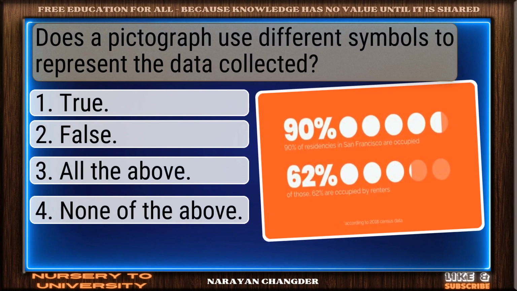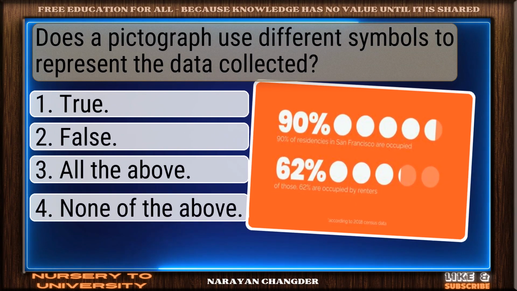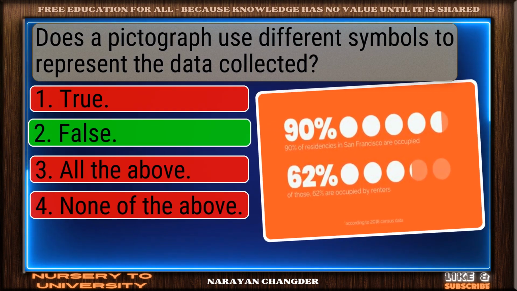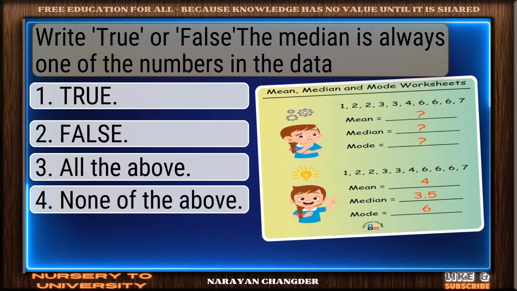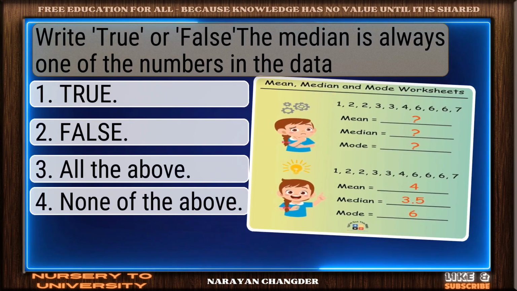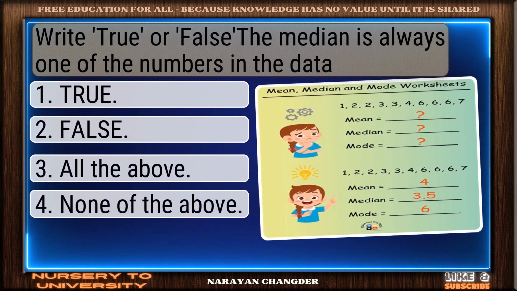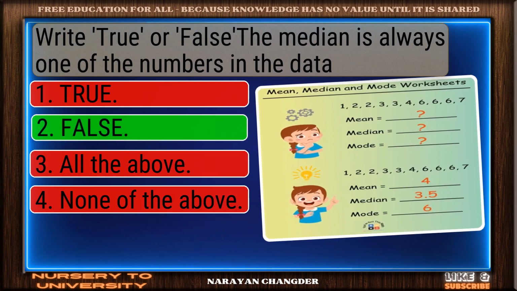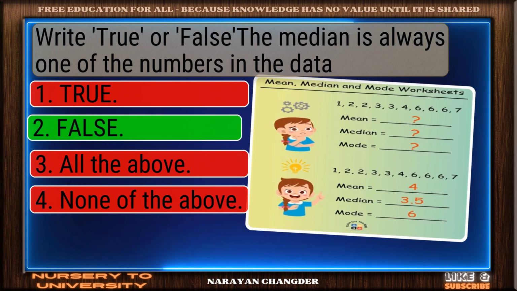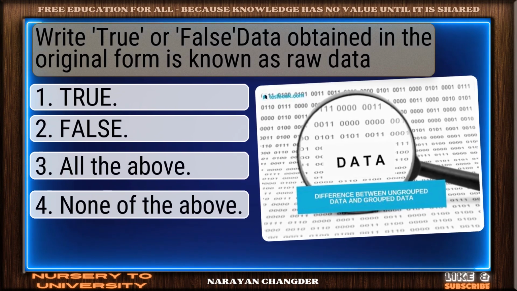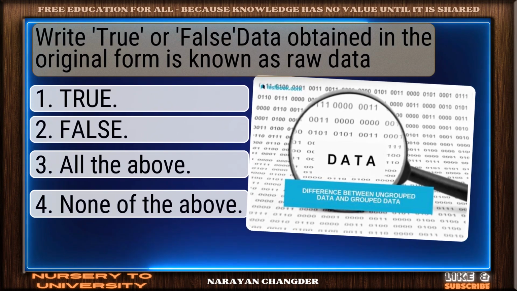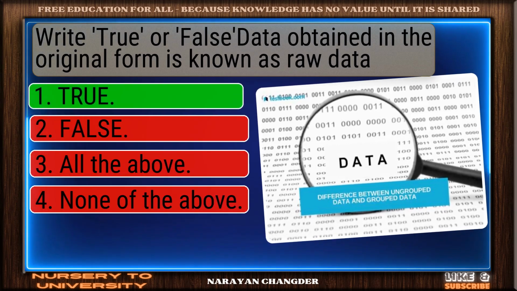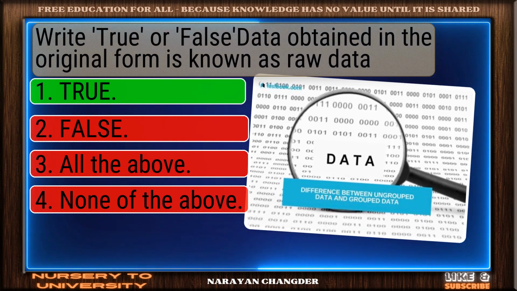Does a pictograph use different symbols to represent the data collected? Good job. False works well. Write true or false: the median is always one of the numbers in the data. Correct response. False is accurate. Write true or false: data obtained in the original form is known as raw data. Sharp thinking. True is right.